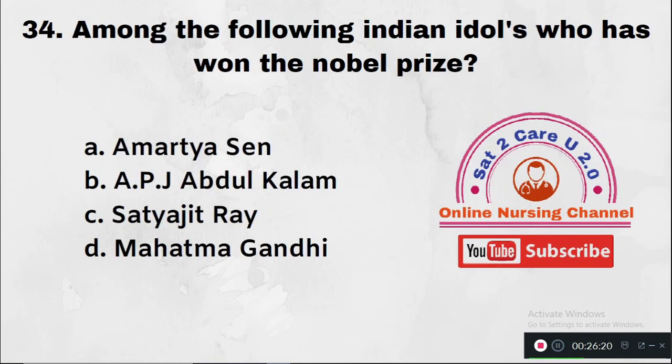Question number 34. Among the following Indian idols, who has won the Nobel Prize? Option A, Amartya Sen. B, APJ Abdul Kalam. Option C, Satyajit Ray. Option D, Mahatma Gandhi. So the Nobel Prize was given to Amartya Sen for economics. Others have not been awarded the Nobel Prize.